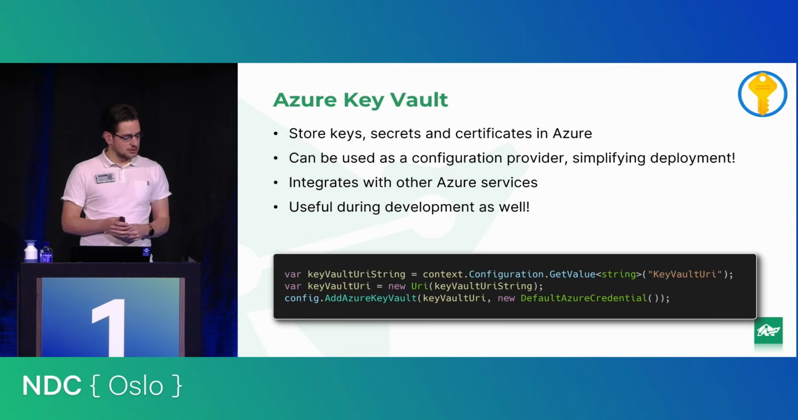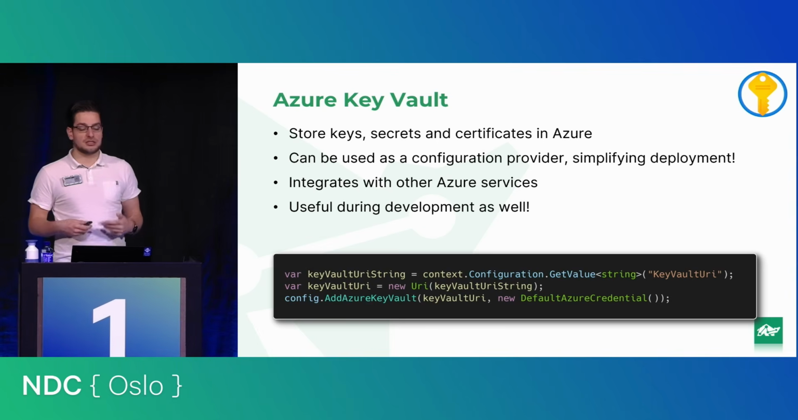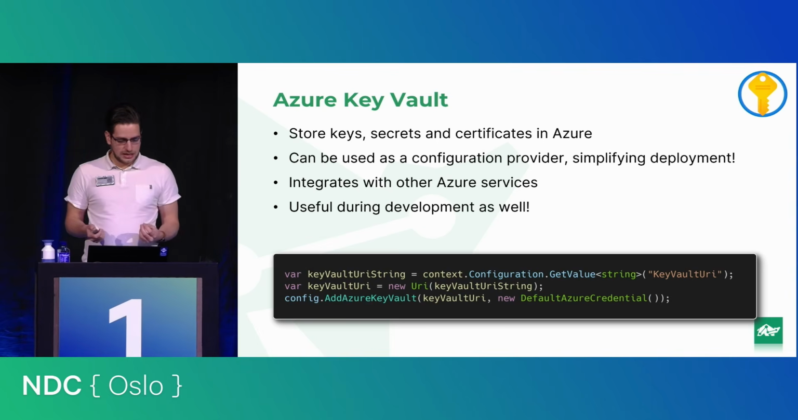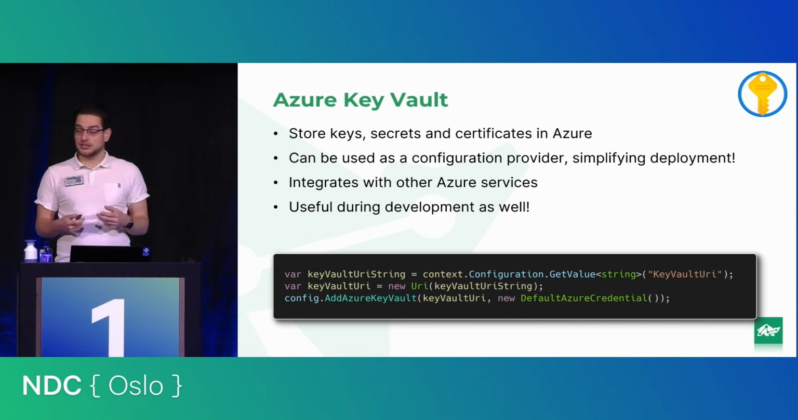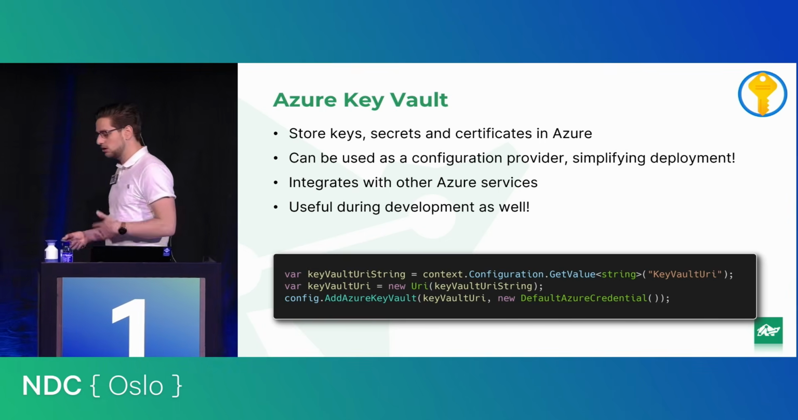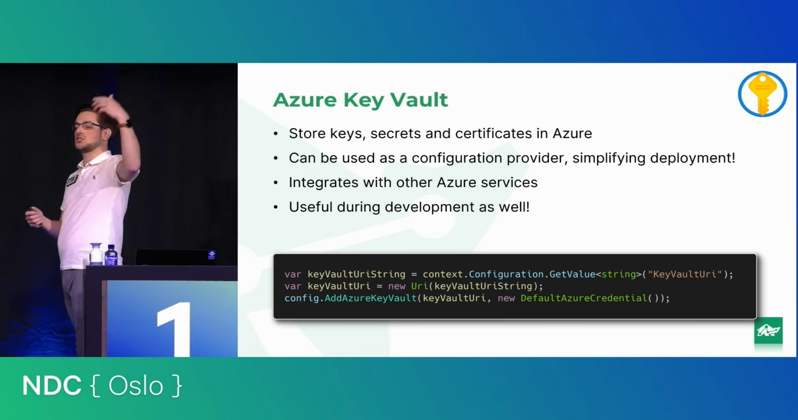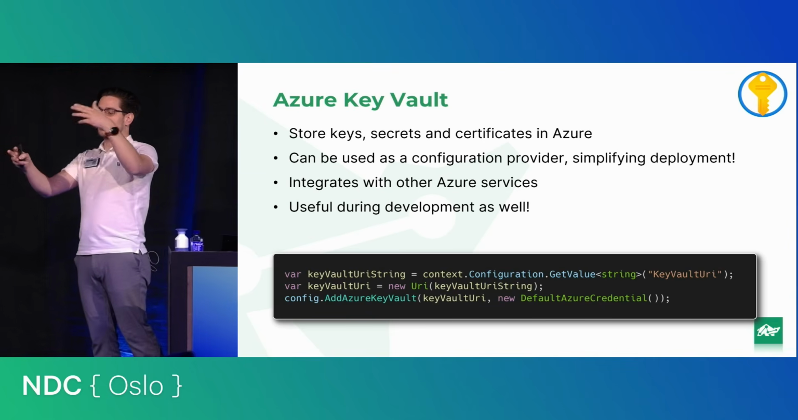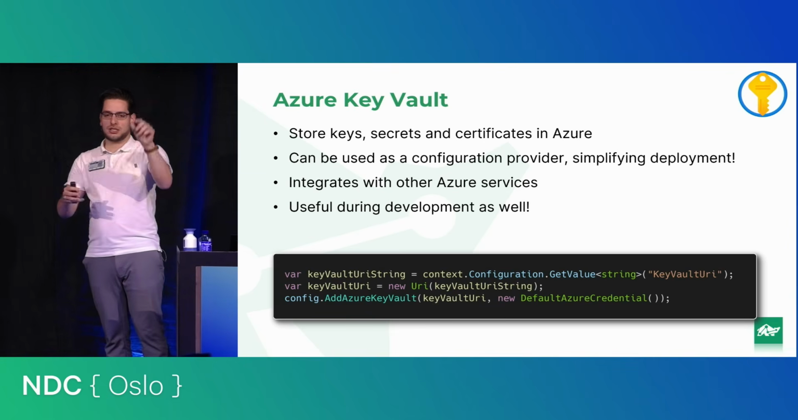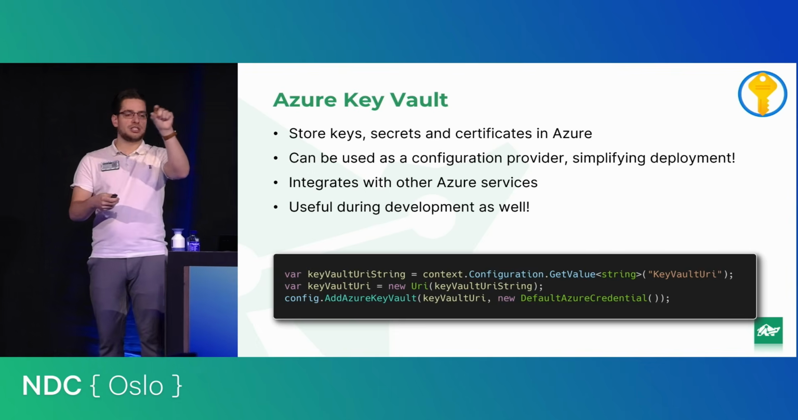Right? So the Azure Key Vault, in this case, stores keys and secrets and certificates for you. And this can then be used as a configuration provider, and it simplifies your deployment so much. No longer in your CI/CD do you need to store them somewhere and then add them to your environment variables. And that's going to always be really annoying to do because you always need to change that stuff.